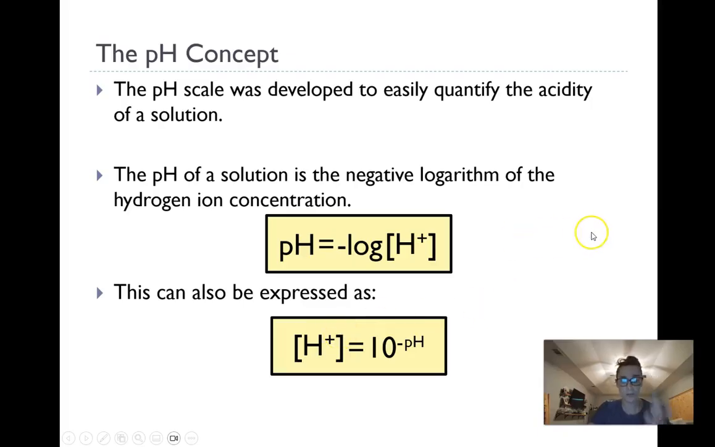This can also be expressed like, what if you have a pH, but you want to know the hydrogen ion concentration? The hydrogen ion concentration is 10 to the negative pH. So if you have a pH of 8, for example, your hydrogen ion concentration will just be 10 to the negative 8th, 1 times 10 to the negative 8th. That's all you have to do.